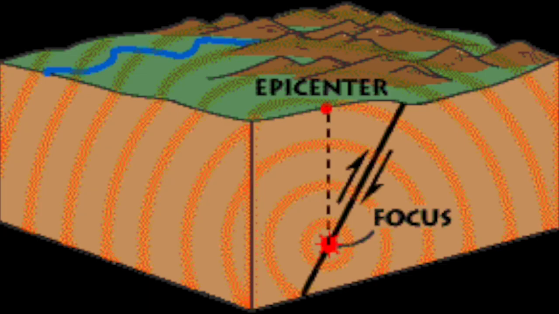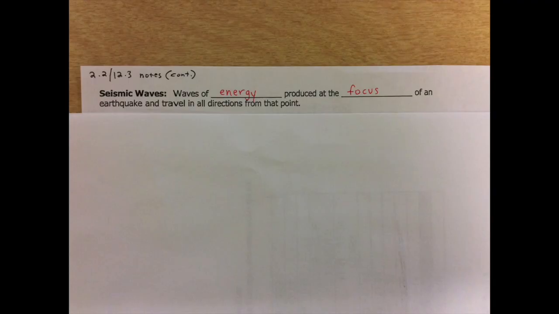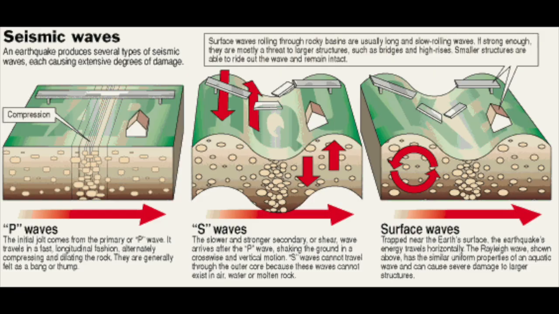Earthquakes typically happen underground. The location where an earthquake begins is called the focus. The place closest to the focus at the actual surface or crust level is what we call the epicenter. Seismic waves are really earthquake waves, which is energy released at the focus and traveling out in every direction.